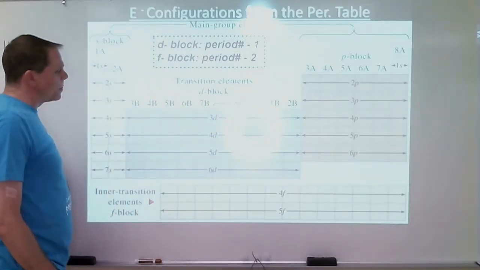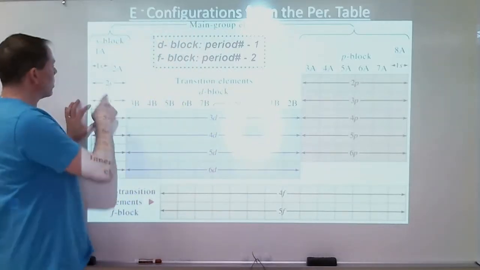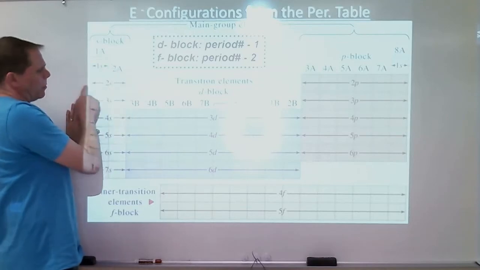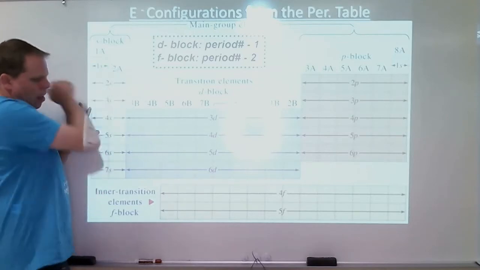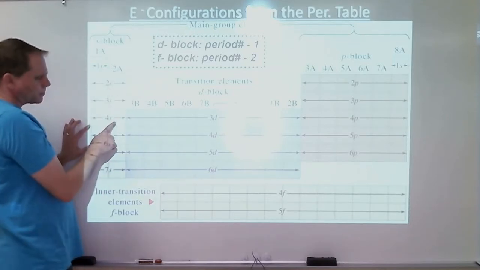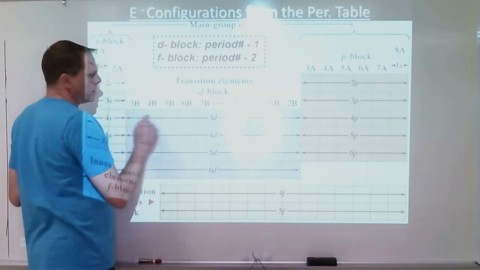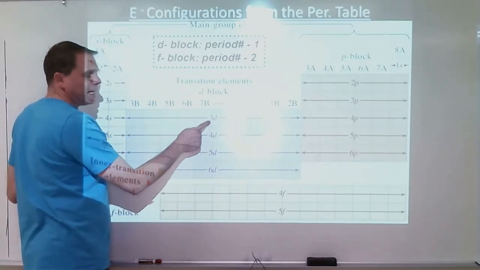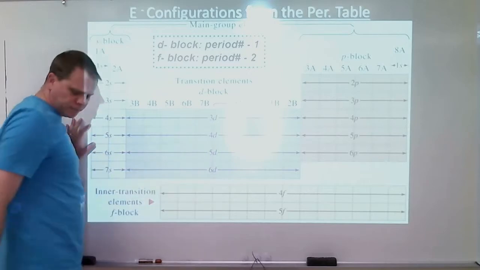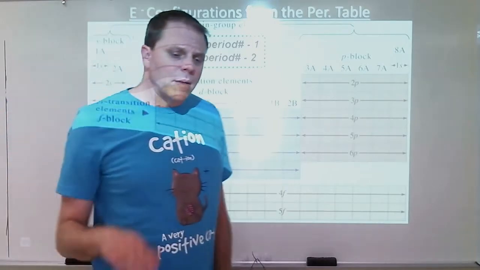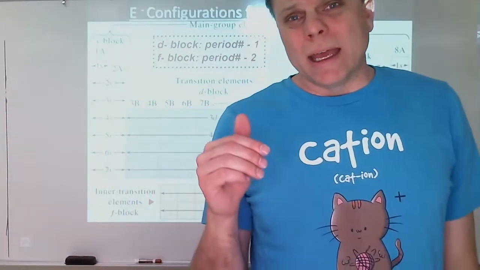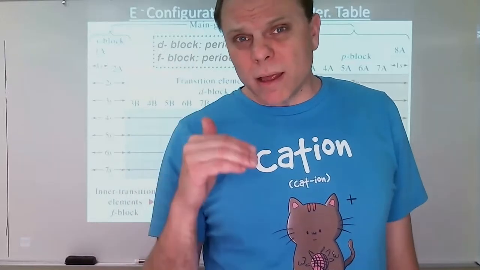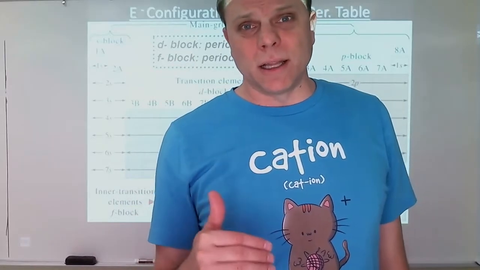Now, one thing that's kind of tricky about this: you'll notice we have period 1, 2, and 3, and then we have period 4. But look at this. This D block is actually a 3D. That says 3D there. Now, you just have to remember that the D block has one minus the energy level, okay?